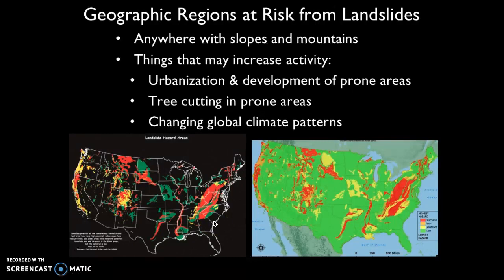Some of the things that may increase this activity are urbanization and development of those prone areas. So you already have prone areas, and now you are increasing the instability of them. You're cutting the trees in certain prone areas, so now you are debilitating those slopes. And as we're changing our global climate patterns, maybe we're adding more CO2, which will in turn increase the amount of carbonic acid that will later on denudate or erode that limestone, which will obviously also weaken our areas.